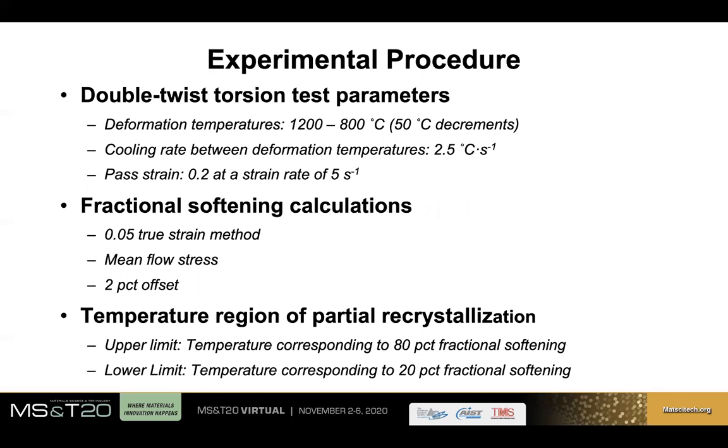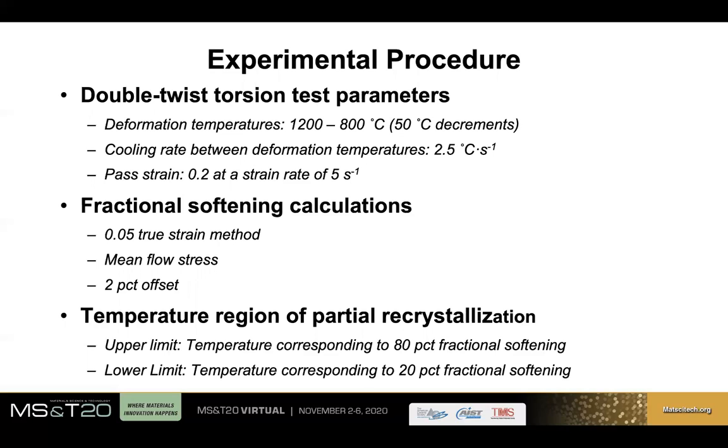We used a 5-second isothermal interpass time between deformation passes at each temperature, and then a cooling rate of 2.5 degrees per second in between deformation temperatures. And to keep the work consistent with what was done in Karen Holmscher's studies, we used a pass strain of 0.2 and a strain rate of 5 per second.